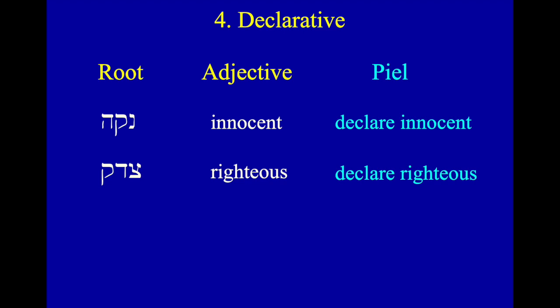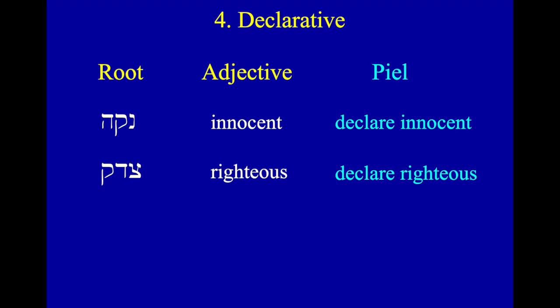But if you see this in the Piel in a verbal form, the same root, it would be to make sure everyone knows that someone is innocent, or have a judge declare you, or God declare you innocent. Or tzedek, right? Righteous, a righteous person, or like a righteous God, Elohim tzedek. If you put this in the Piel in a verbal form, it would be to declare someone righteous, like God declares you righteous. That would be tzedek, God declared righteous in the Piel form.